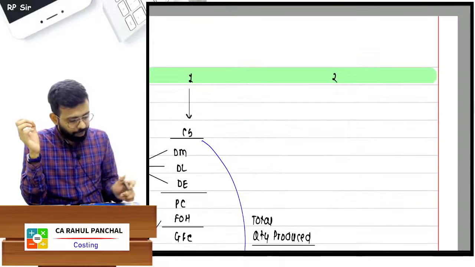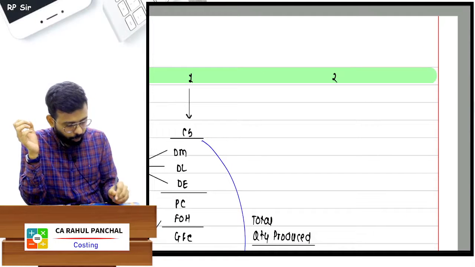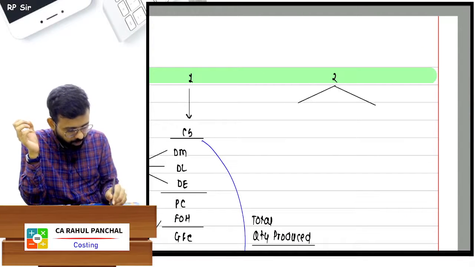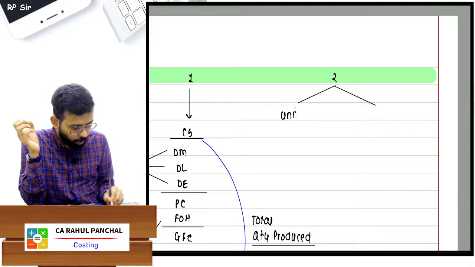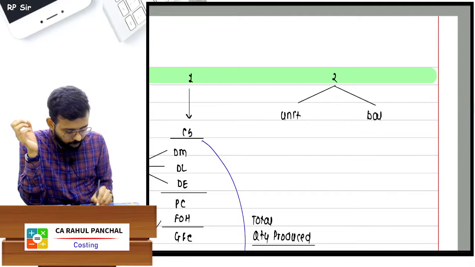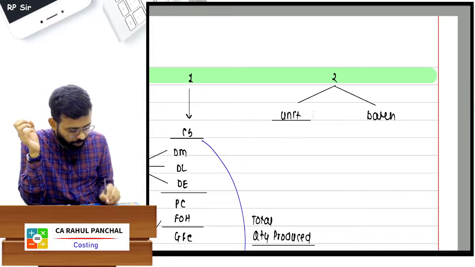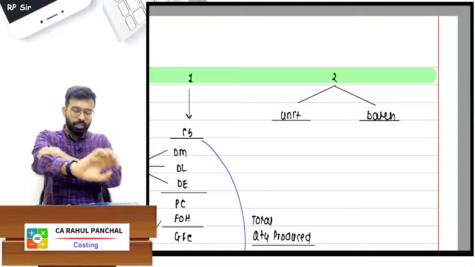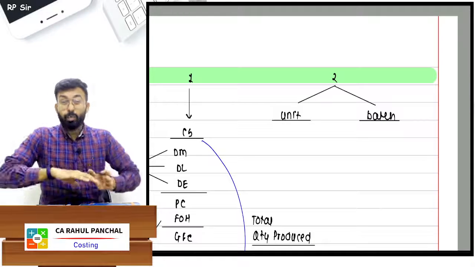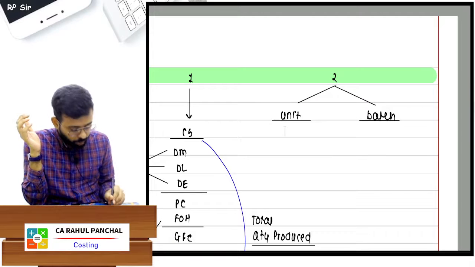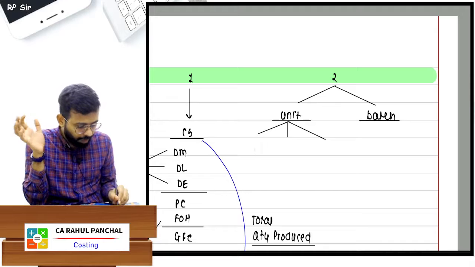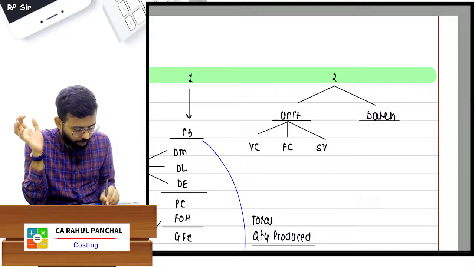Okay, now after having done this format, if I talk about the second chapter, there are two parts. One is unit costing and one is batch costing. Whether it is unit or batch, one thing we know is that here the cost sheet is nothing but an extension of cost sheet. When you talk about unit costing, we need to remember that there are three types of costs which we are going to deal with: a variable cost, then a fixed cost, then a semi variable cost.